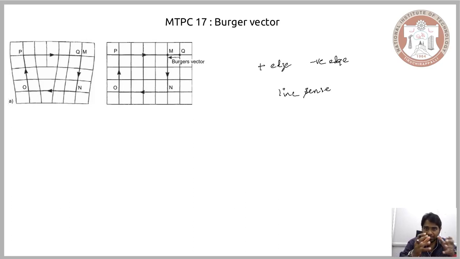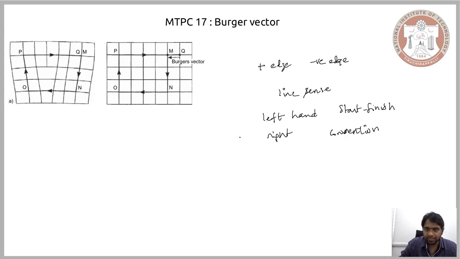We have to presuppose it with the left hand or the right hand convention, which is also referred to as the start finish convention. So while constructing a Burgers vector, we have to begin with the start finish convention. The start finish convention tells us which system to consider first. In case of the right hand convention, we begin with the ideal system. In case of the left hand convention, we begin with the realistic system, with the dislocation that we want to study.